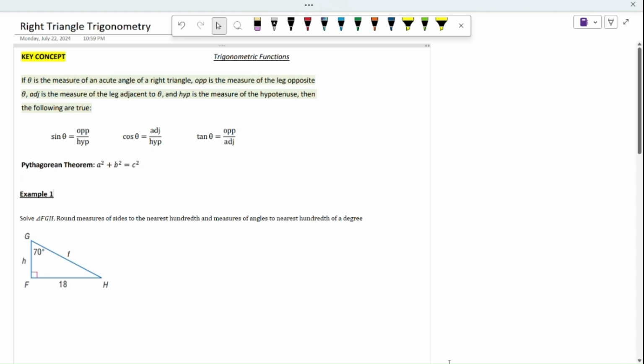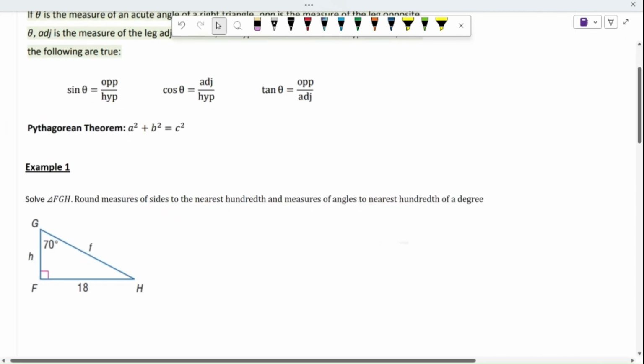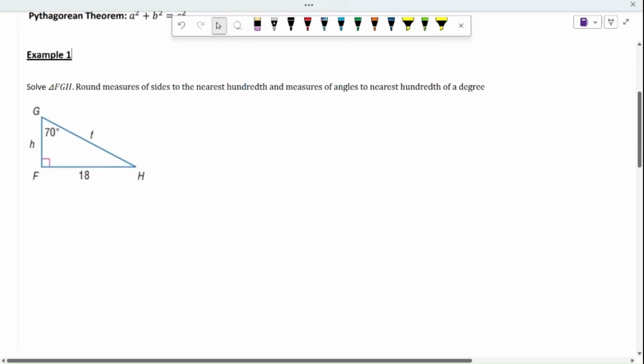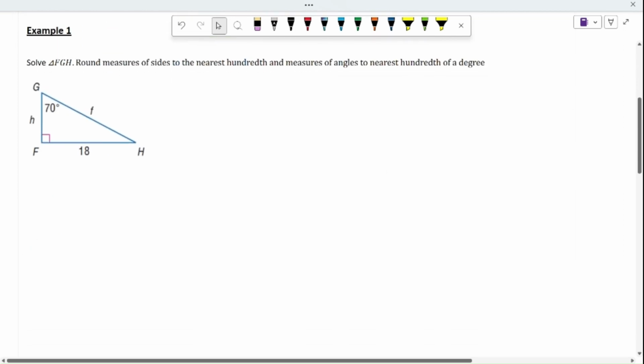Okay, let's do an example. Let's make this a little bigger. We are going to solve this triangle. Example 1 is triangle FGH. Round the measures of the sides to the nearest hundredths and the measures of angles to the nearest hundredths of a degree. There are no units for the sides. So I'm going to use the concepts we were given above.